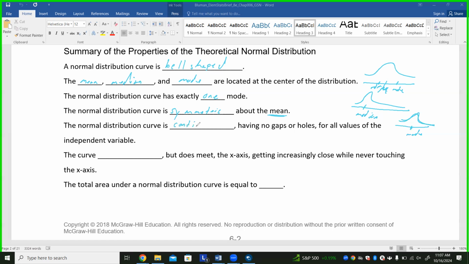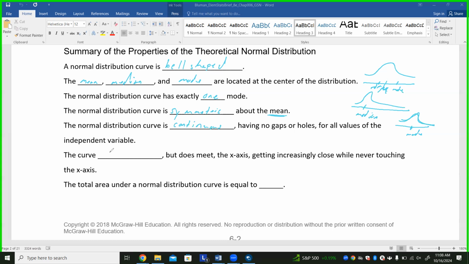So it will contain all decimals and every value in between. Again, it's just expressing that the data is in between, percentage-wise, between these two things. Having no gaps or holes for all values of the independent variable means this little line here is a continuous line. We're not having holes or gaps or piecewise functions.